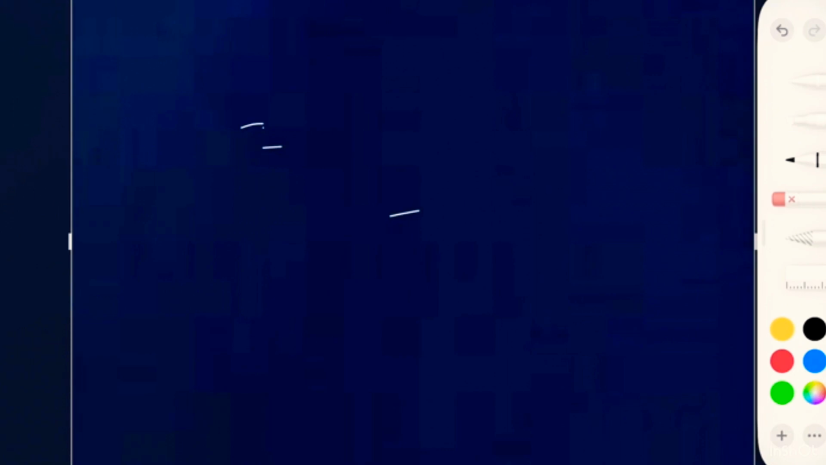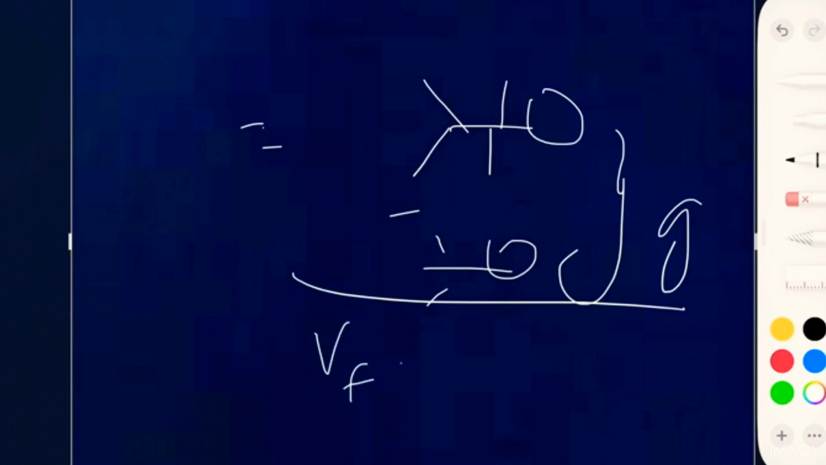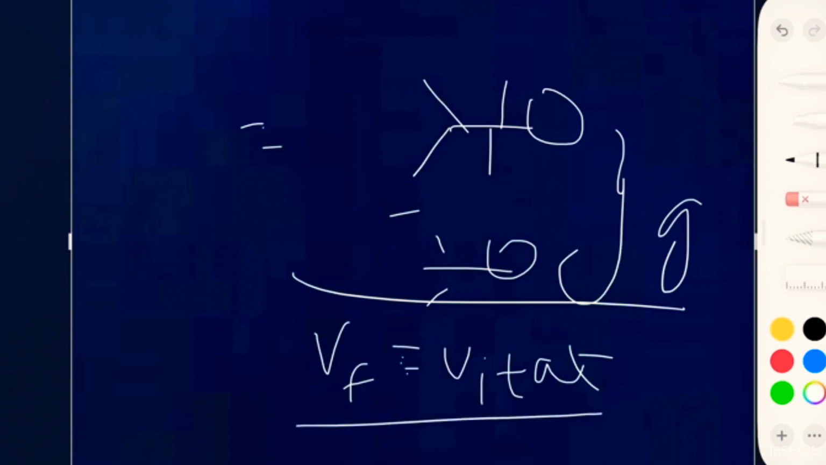So here I have a very small quote. It is like you're falling from a height. Okay, so it's like Vf is equal to Vi plus at. This is a comedy one. You're not dying because Vf is equal to Vi plus at. The final velocity is equal to initial velocity plus acceleration.